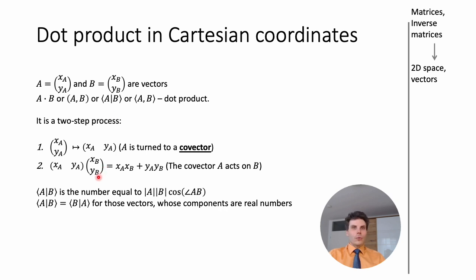Now, whether or not this operation is symmetric. It is symmetric. The dot product of A and B is the same as the dot product of B and A for those vectors whose components are real numbers. And once again, later we will introduce complex numbers. For them, this formula also needs a certain modification. But for real numbers, this formula holds.